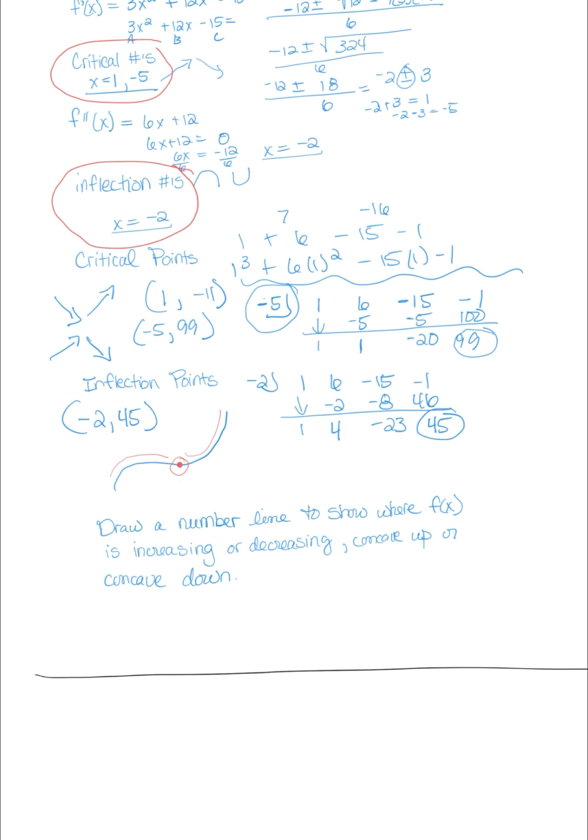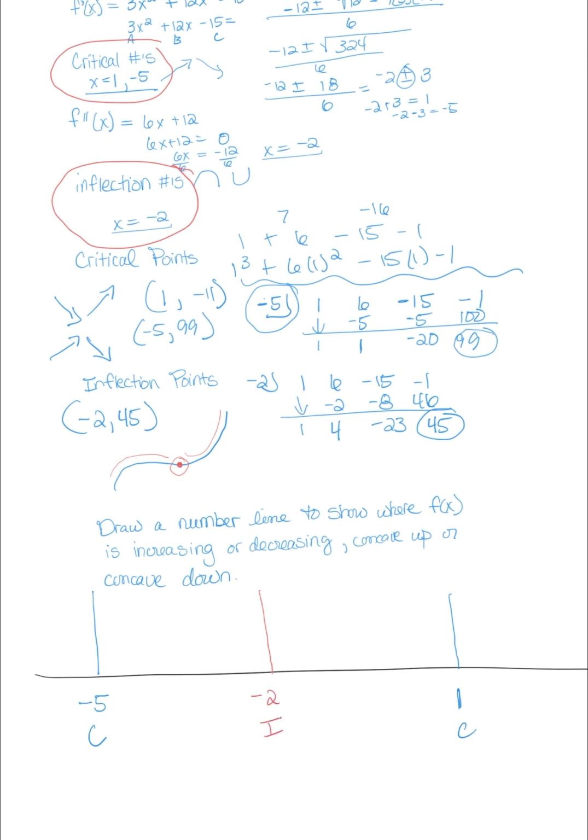All right, so we have a critical number, I'm going to do a different color. We have a critical number at x equals -5 and at 1. These are our critical numbers. We have an inflection number at -2.